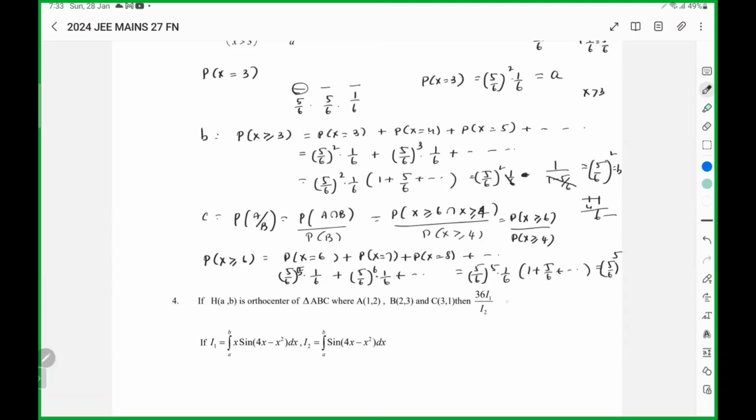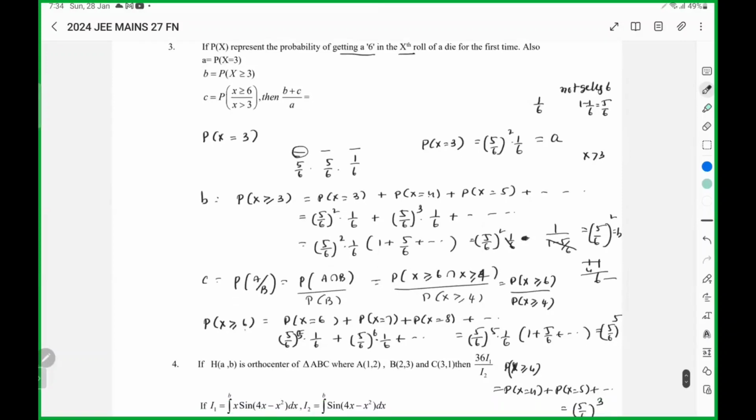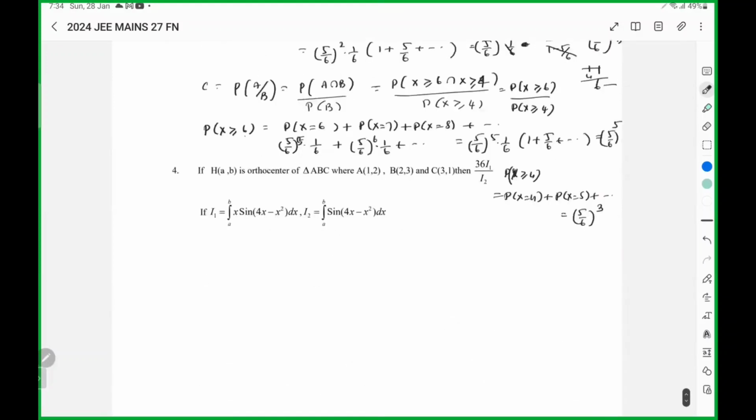In the denominator, P of X greater than or equal to 4. So it starts with X equal to 4, X equal to 5, and so on. Here you simplify like earlier, you get (5 by 6) whole cube. Here it's 6, here it starts with 4, only 2 difference.